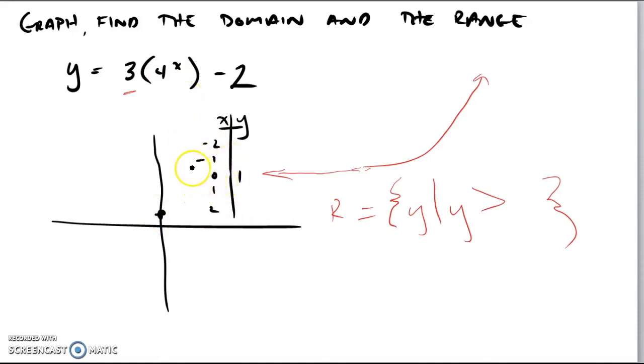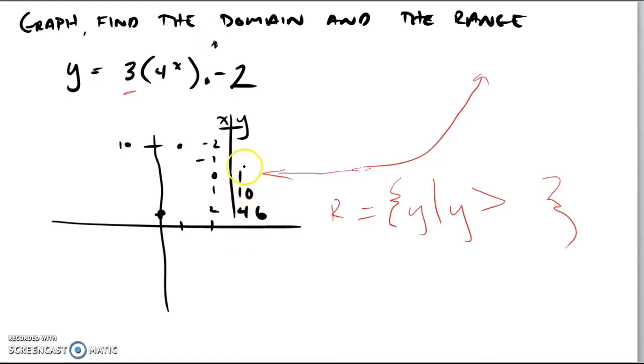And then let's put in 1 for x. 4 to the 1 power is 4. 3 times 4, 12 minus 2 is 10. Put 2 in, we've got 16. 3 times 16 is 48. 48 minus 2 is 46. And I graphed 1, 10, and 2, 46 is way up here, near where I wrote the problem.